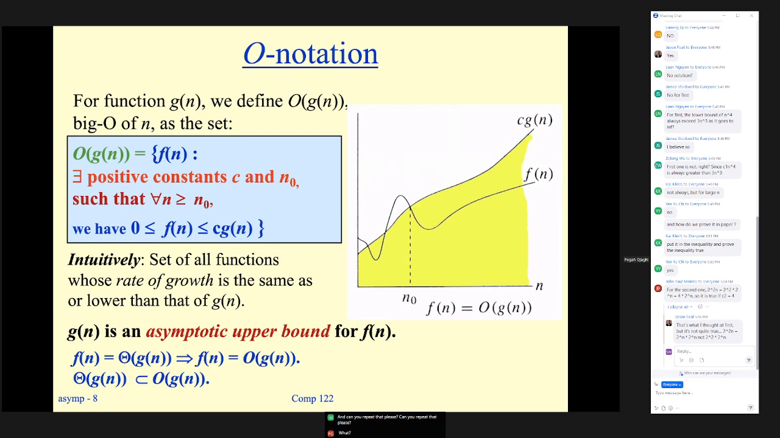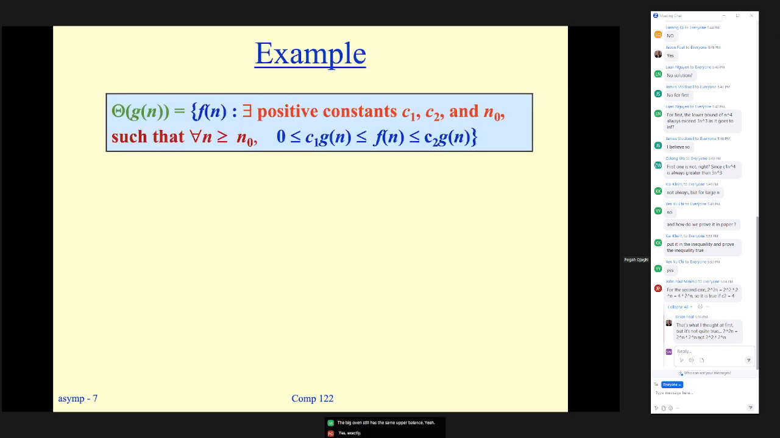Okay, let's see. I told you that my function f of n is big theta of g of n. If I know that, I can tell that f of n is big O of g of n too. It means this is a one-way implication. If f of n is big theta of g of n, for sure it's big O of g of n. Do you know why? Since big O still has the same upper bound. Yes, exactly. If you go back here, let's go back.